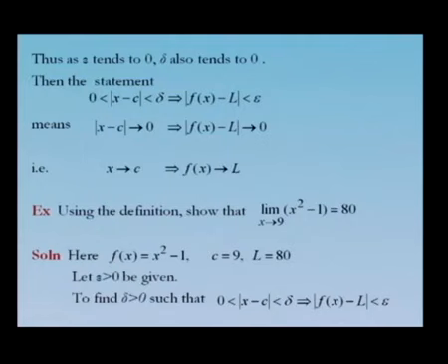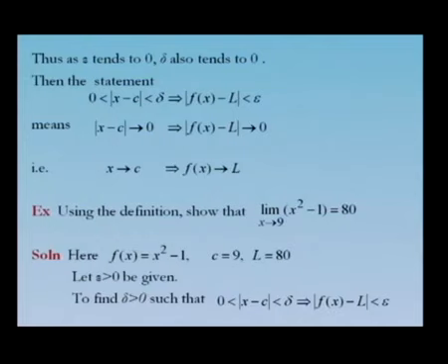So the statement 0 < |x − c| < δ implies |f(x) − L| < ε means that |x − c| tends to 0, that is, the difference between x and c tends to 0, implies the difference between f(x) and L tends to 0. It means that when x tends to c, f(x) also tends to L. That is what a limit means.